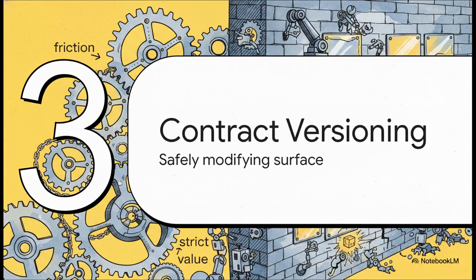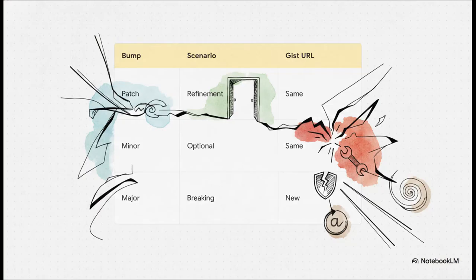All right, moving to Section 3, contract versioning and evolution. How do we safely modify this surface? Let's be real for a second.